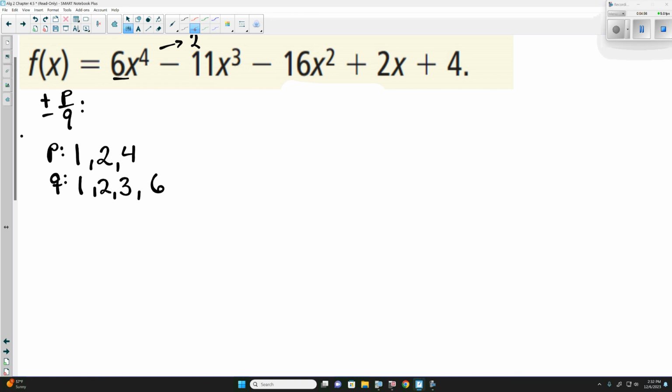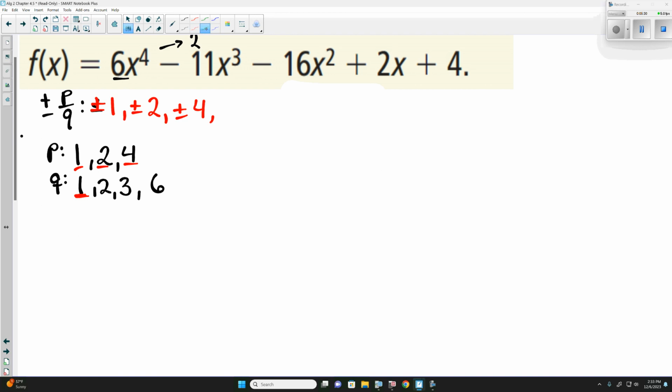Now the next part, we're going to take all the factors of p and divide it by each factor of q. And we will have the plus or minus. So our first one is going to be plus or minus 1 divided by 1. And then we'll have 2 divided by 1. And then 4 divided by 1. It is going to work out that we're going to have plus or minus just all the factors of p, because when we divide by 1, we just get that number back. Questions on this here?